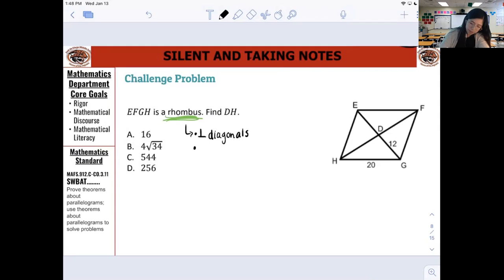Four congruent sides. Good. Parallel sides, because it's a parallelogram. Anything else that might be useful for us? Diagonals bisect opposite angles. Good.